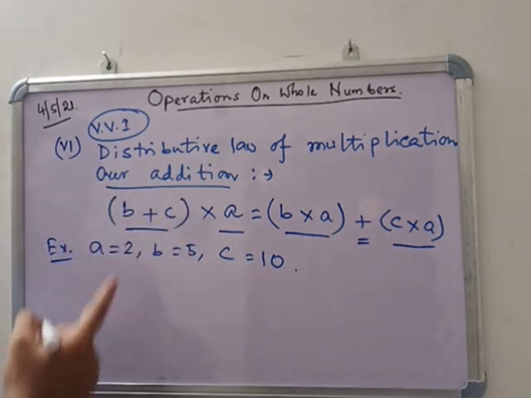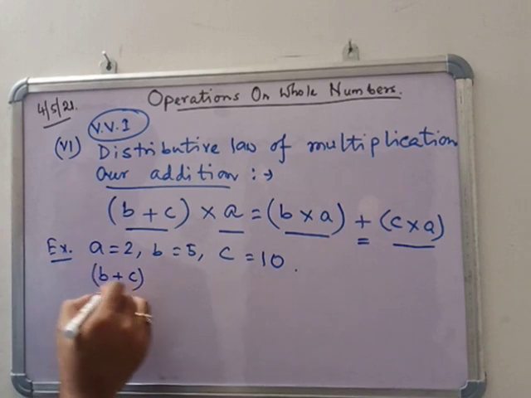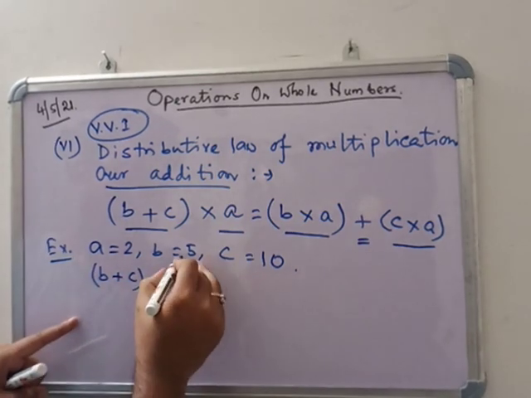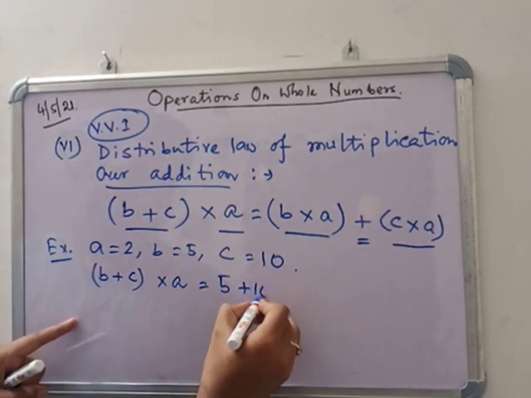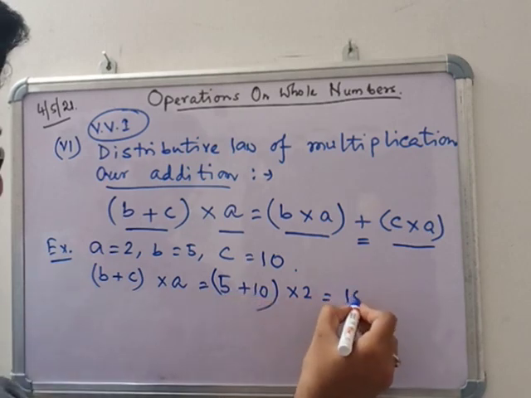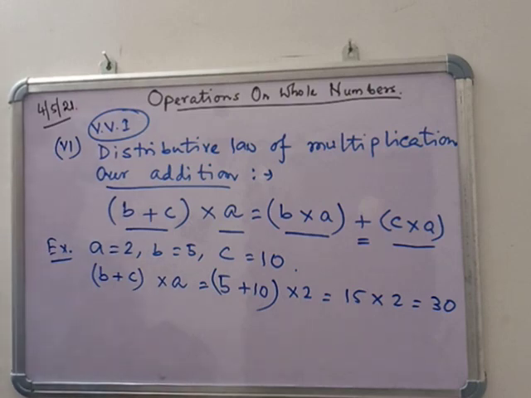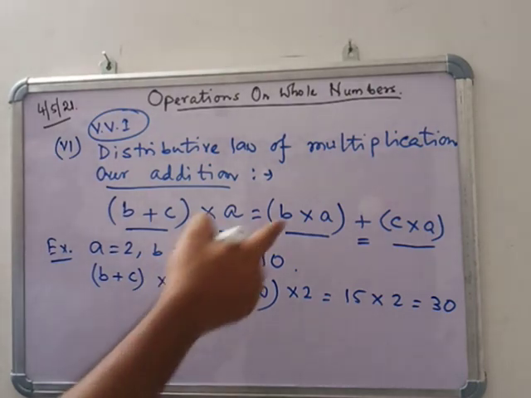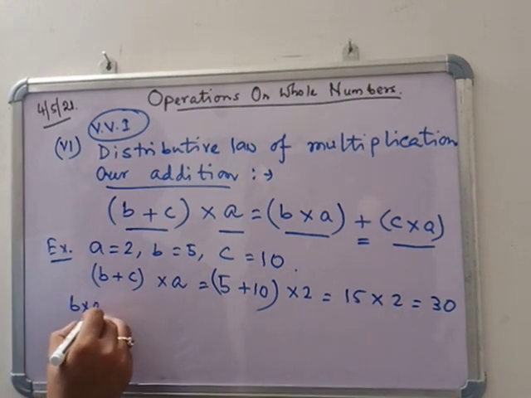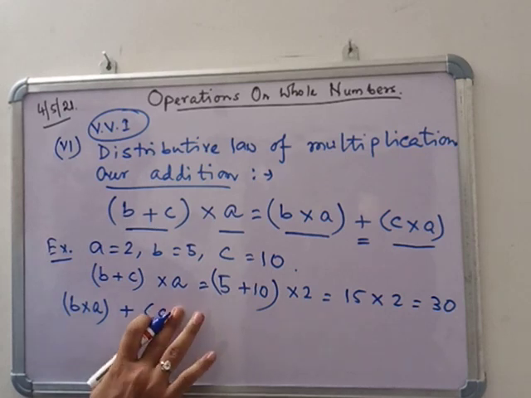So how to show this? Now we can express this, that is (B plus C) into A. That means 5 plus 10 into 2. So that means 15 into 2, that is 30, right? Now here in the right hand side, see that B into A plus C into A.